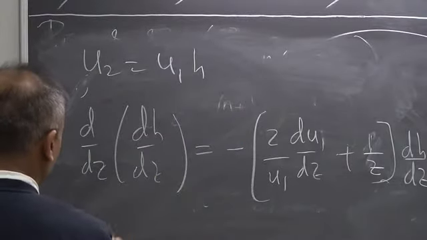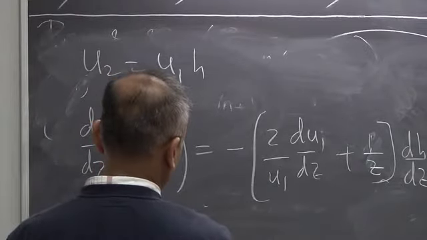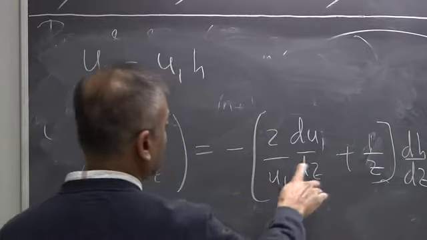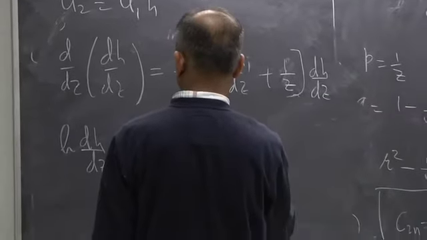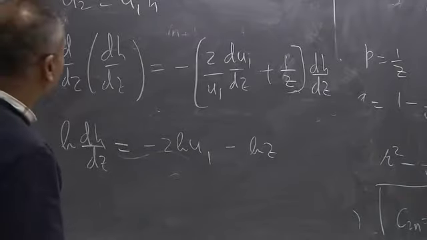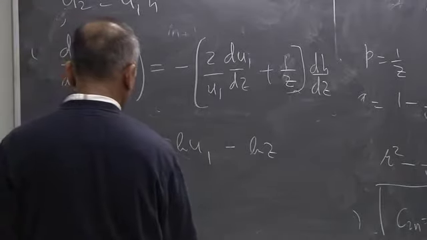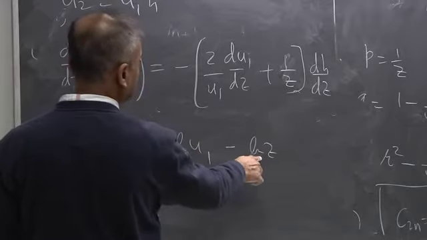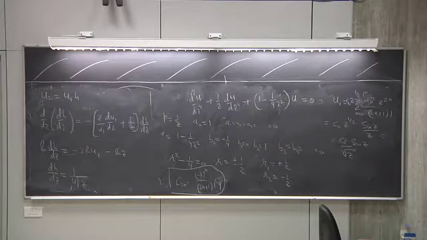So log of dh by dz is equal to minus 2 log u1 from there, but then I find a log z minus log z, correct? Is that correct? Yeah. So dh by dz is equal to 1 over u1 square, and this is times z. So z, u1 square times z. So now you have to integrate that.